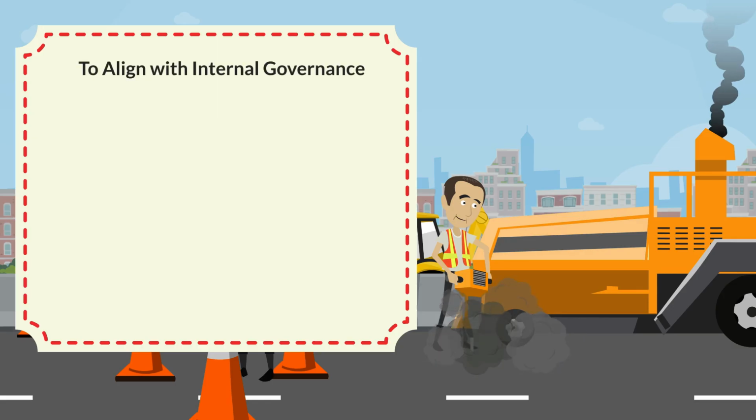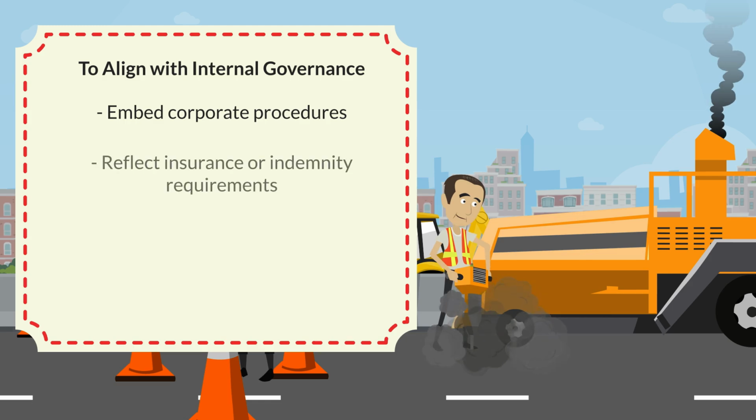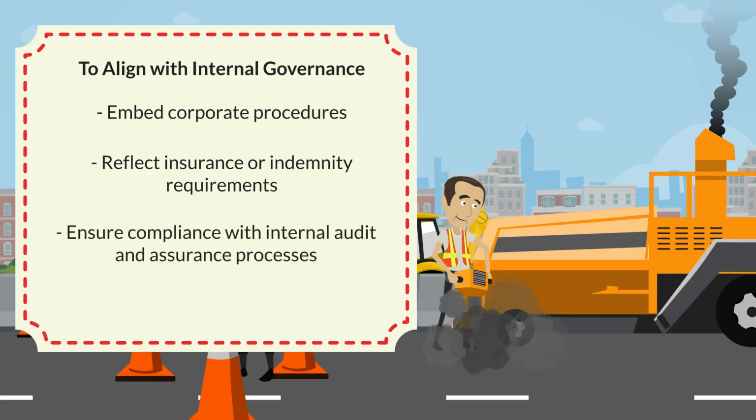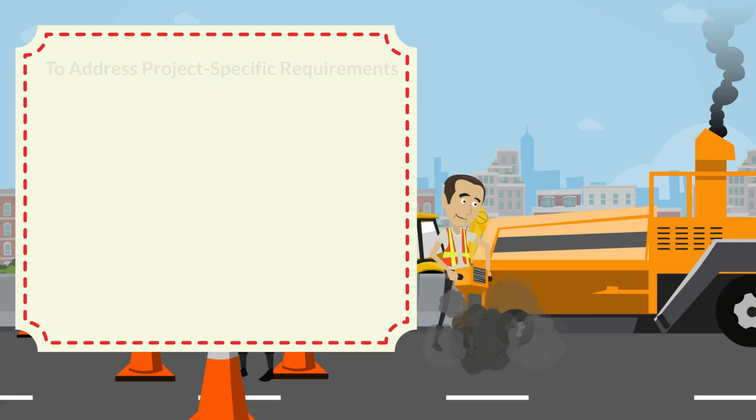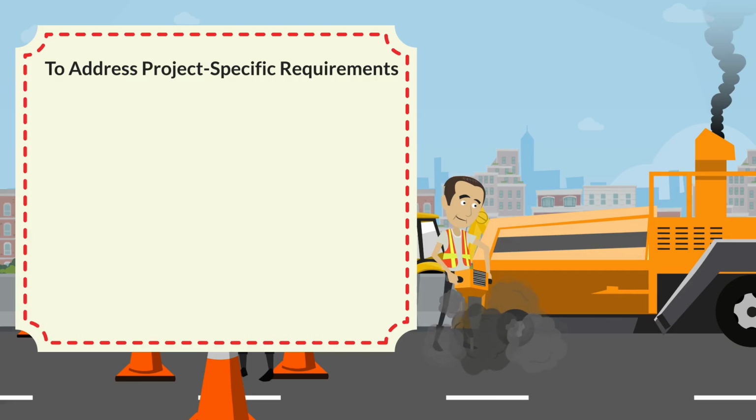Large organisations, for example National Highways, utilities or Tier 1 contractors, have internal policies that NEC doesn't fully cover. Z clauses are therefore used to embed corporate procedures, reflect insurance or indemnity requirements, and ensure compliance with internal audit and assurance processes. Every project has unique risks, and clients often feel the core NEC clauses are too generic.